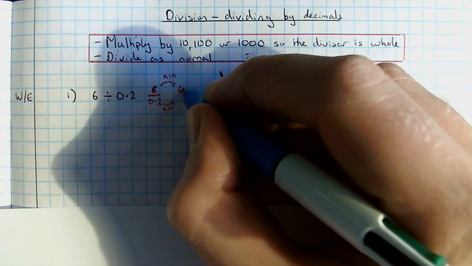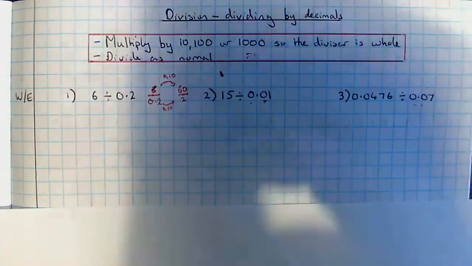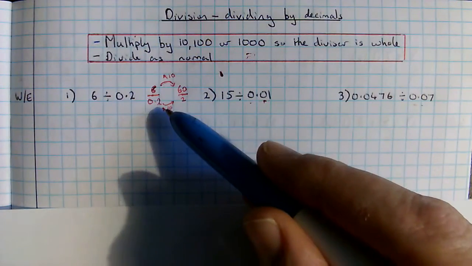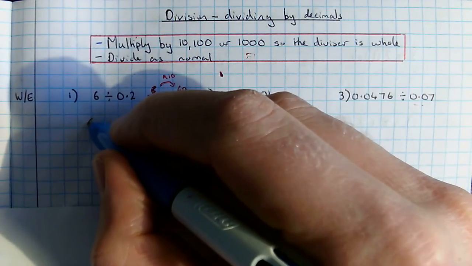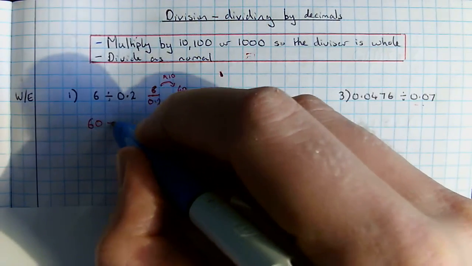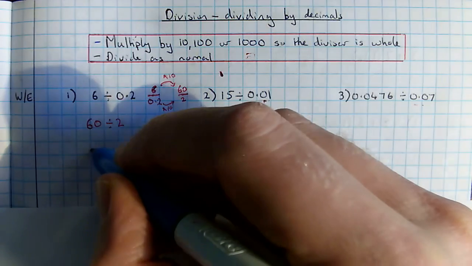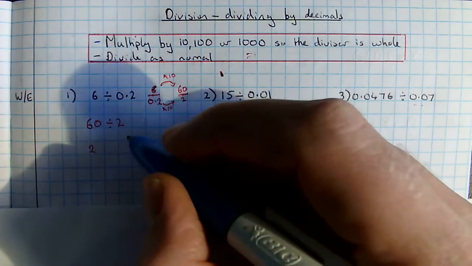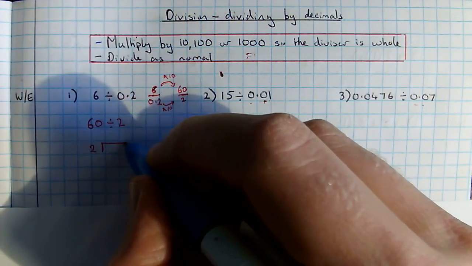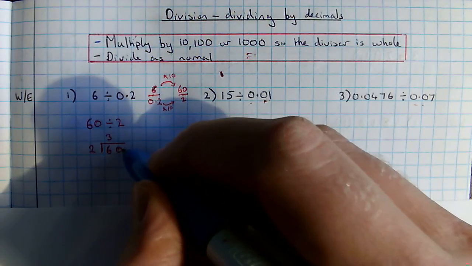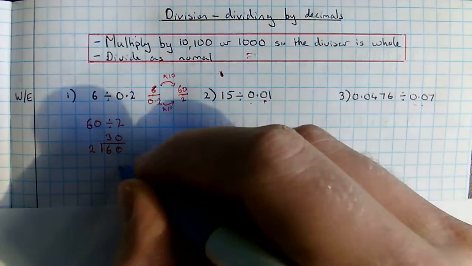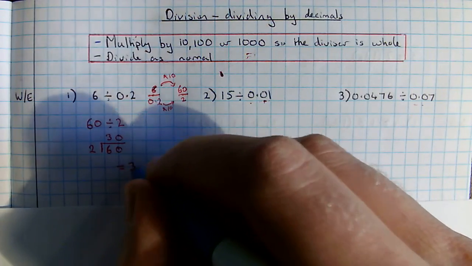So it's the same as 60 over 2. So that's what I'm going to do. I'm not going to set it out like this, but this is just to show why we can do it. So I'm timesing everything by 10, and that's going to give me 60 divided by 2. I then set it out as a normal bus stop calculation, 2 into 60. 2 goes into 6 3 times, 2 goes into 0 0 times. So my answer is 30.